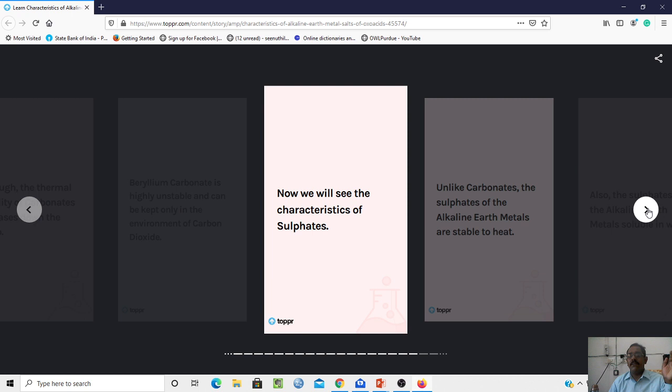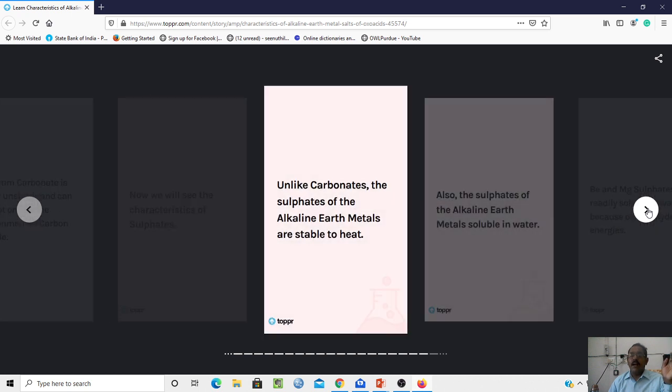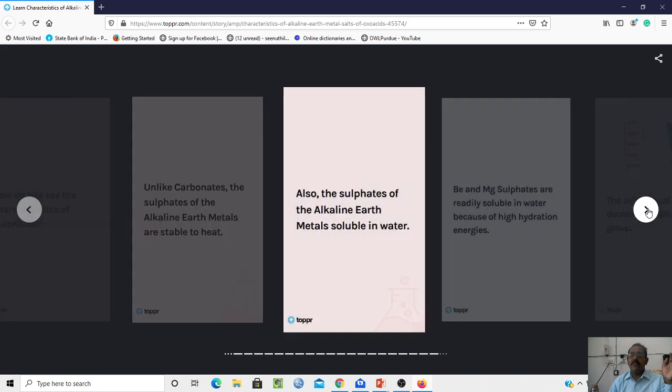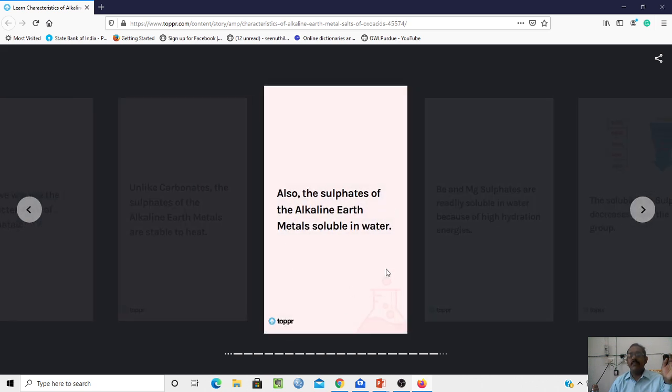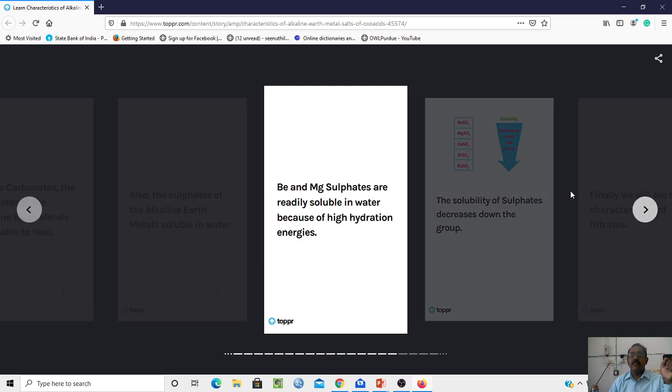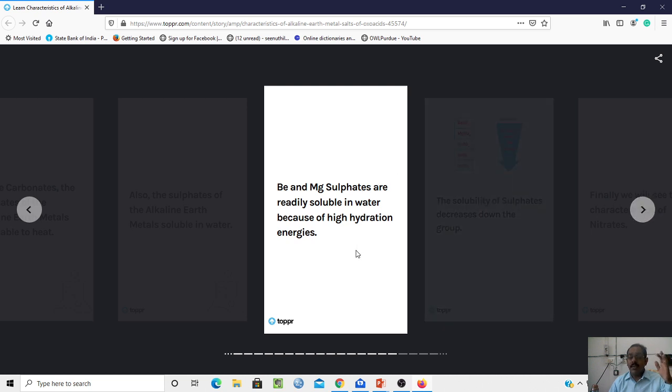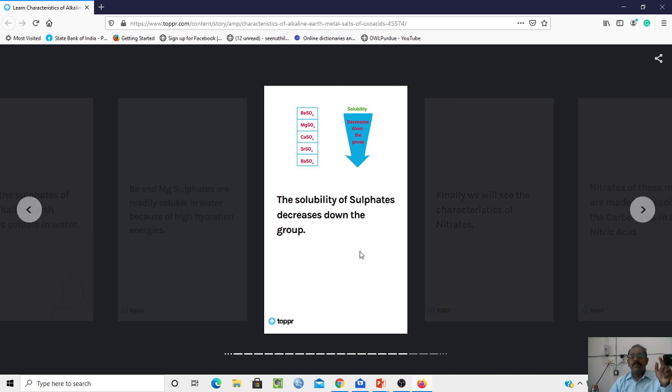Now let us move to sulfates. Unlike carbonates, sulfates are stable to heat, so magnesium sulfate and calcium sulfate are stable to heat, and they are readily soluble. We have discussed the exception of lithium, which reacts with water, where the hydration energy is enough to ionize lithium, as seen at the end of the session on reducing property. The solubility of sulfates decreases down the group.